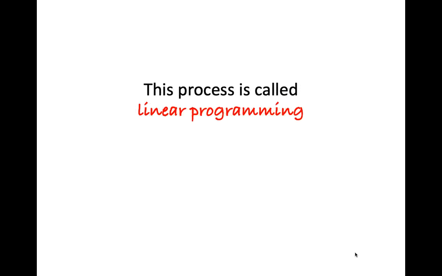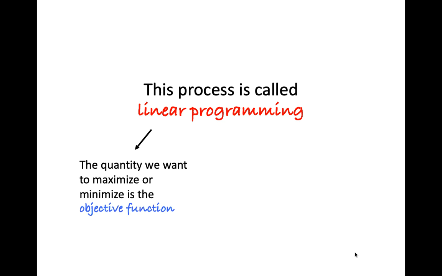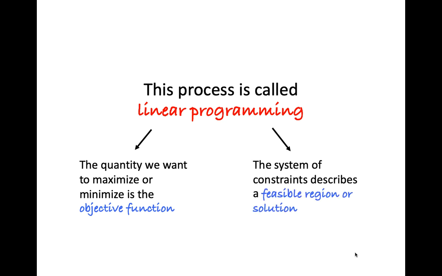Now, this process is what we call linear programming. And linear programming has a couple of vocabulary words in it that we need to be comfortable with. The quantity that we're being asked to maximize or minimize is referred to as the objective function. It is the objective, it's the function that we are aiming for. And then when we create a system of constraints, the inequalities, we are describing a feasible region or a feasible solution area for the actual question that we're being asked to solve.